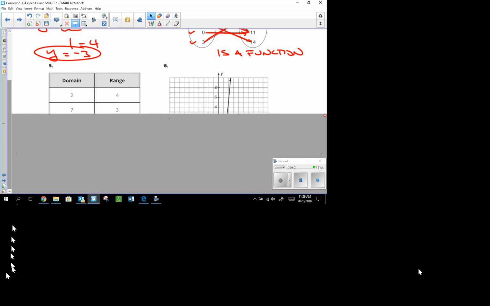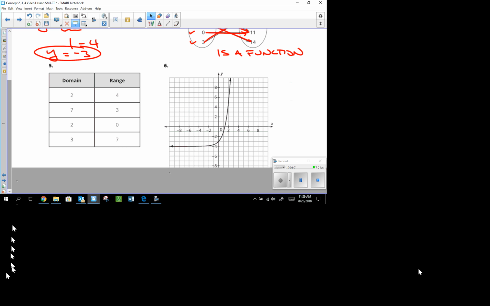Let's look at some more examples. Let's look at the table. If you notice here, we have 2 2's in the domain. So in the domain, we have a 2 there and a 2 there. If they have the same number in the range, then we're okay. However, the 2 has a 4 this time and a 0 this time. A 2 cannot have two different outputs or two different ranges. Therefore, this is not a function. And the reason is because the domain 2 has two outputs, or two elements in the range. Therefore, it is not a function.